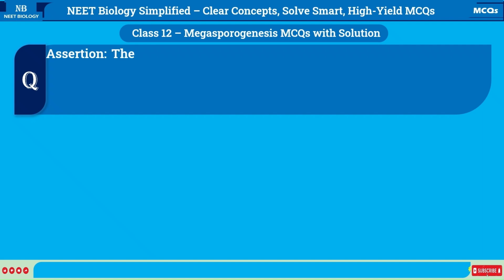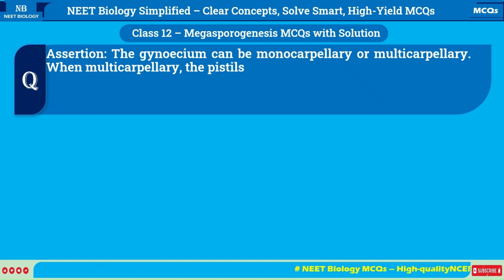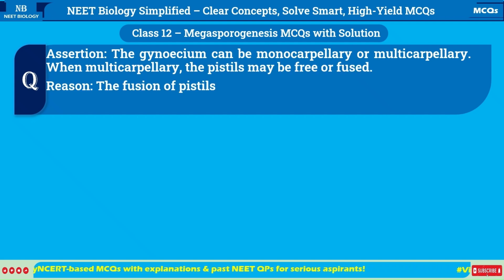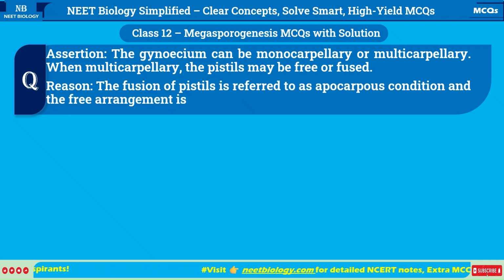Assertion: the gynoecium can be monocarpellary or multicarpellary. When multicarpellary, the pistils may be free or fused. Reason: the fusion of pistils is referred to as apocarpous condition, and the free arrangement is termed syncarpous.